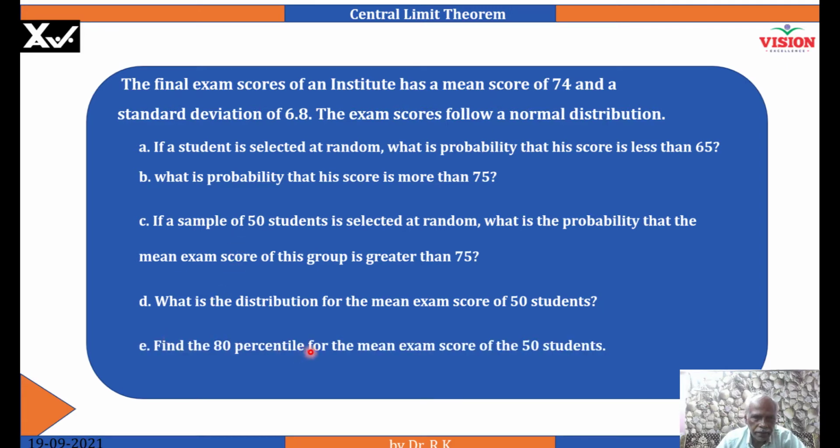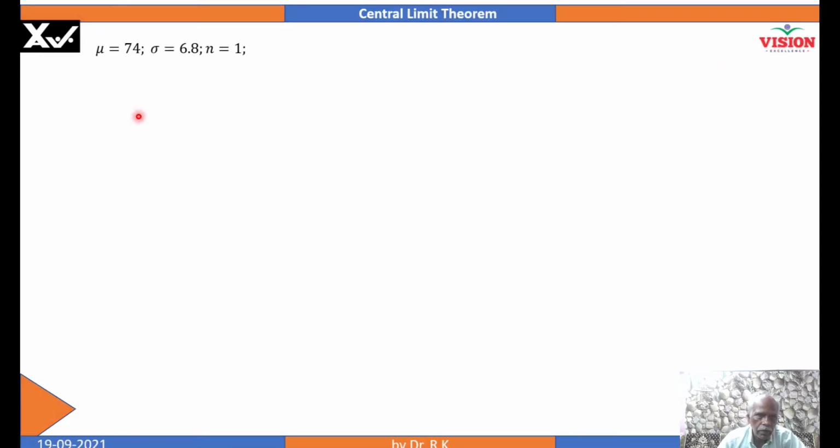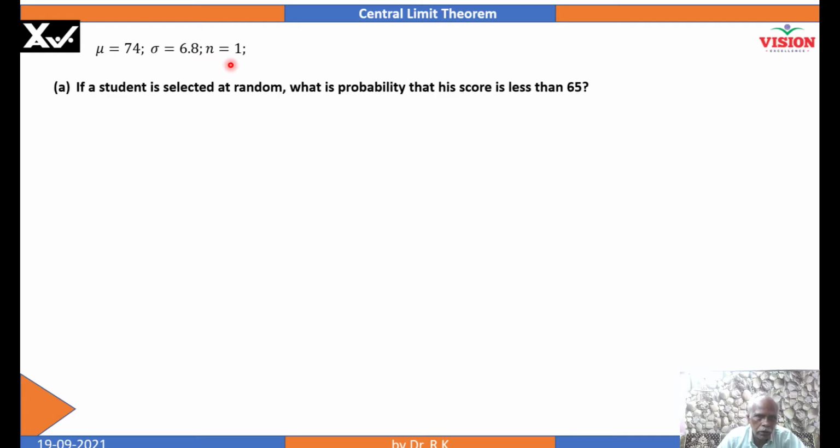What is the distribution that you are referring to in answering this problem? Find the 80th percentile for the mean exam score of the 50 students. And finally, find the IQR, or interquartile range, for the mean exam score of the 50 students. We will see one by one. Mu is equal to 74 is given, sigma is equal to 6.8, and the number of students taken is 1. Only sample size is 1 here.